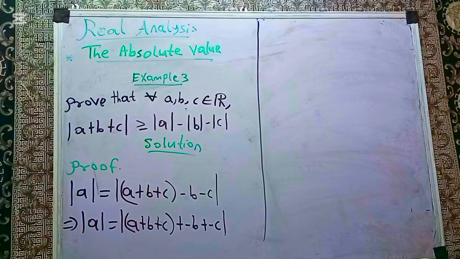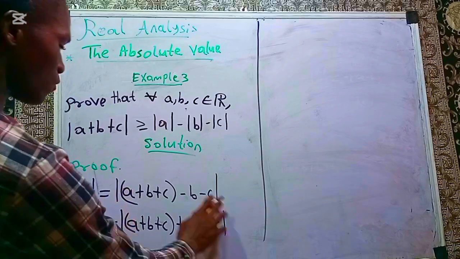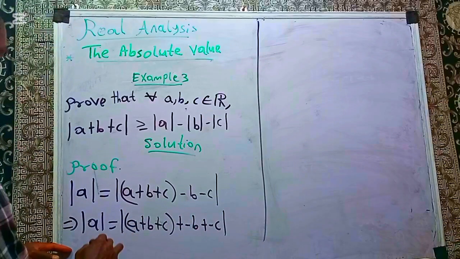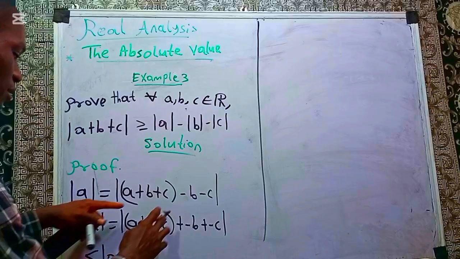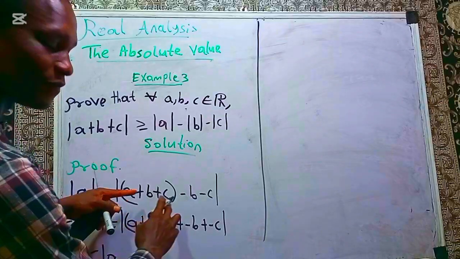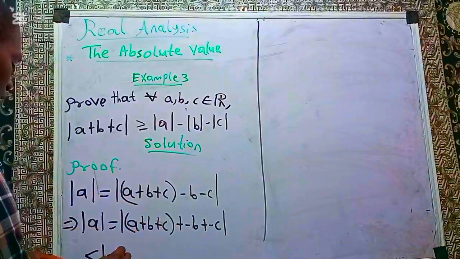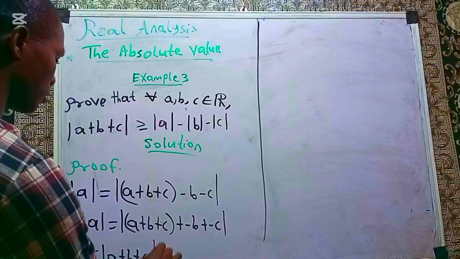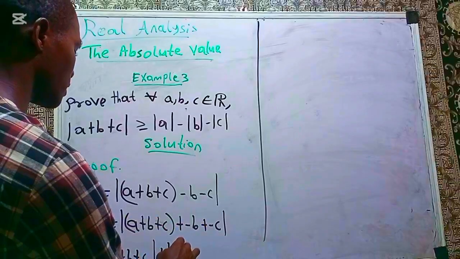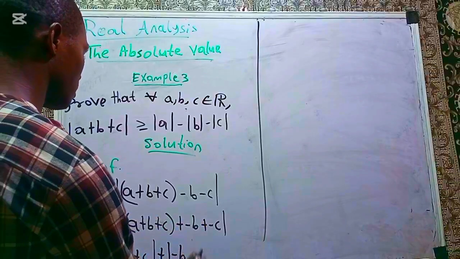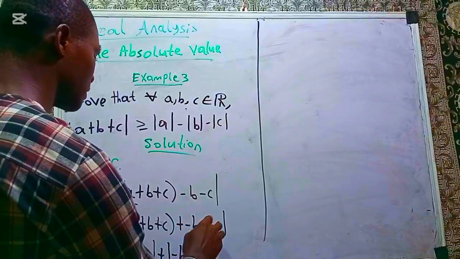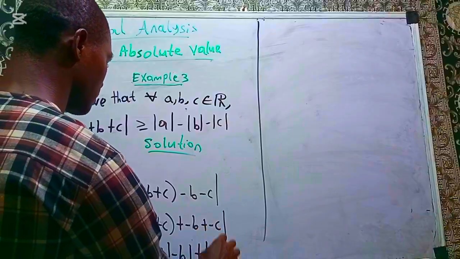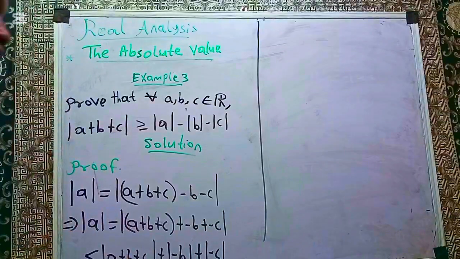So the next thing we're going to do now is to apply the triangle inequality. So if I apply the triangle inequality, this quantity, absolute value of a, will be less than or equal to absolute value of the first quantity. The first quantity is a plus b plus c, then plus absolute value of the second quantity, negative b, plus absolute value of the third quantity, negative c. So this is what we have, right?